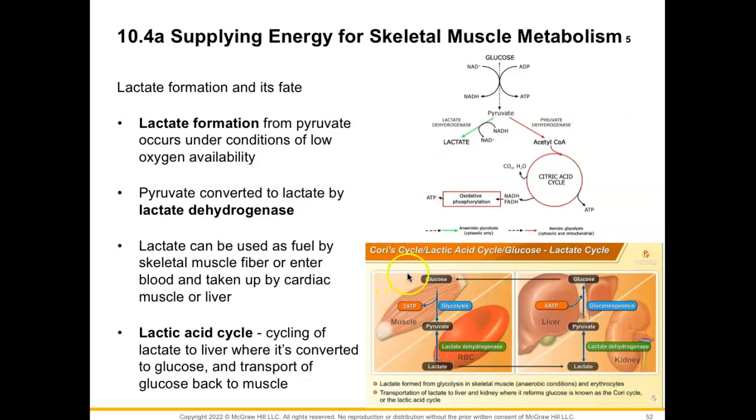Now there is this lactic acid cycle, also known as Cori cycle, in which we are going to be cycling lactate to our liver, where it's going to be converted to glucose and transport of glucose back to the muscle for use to create ATP.